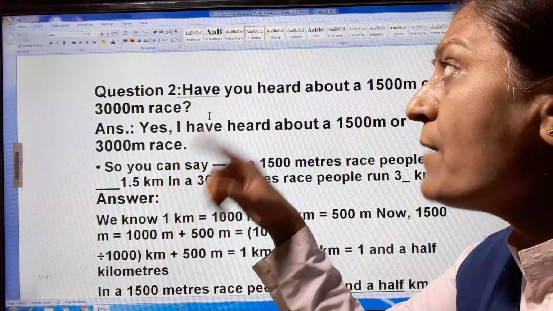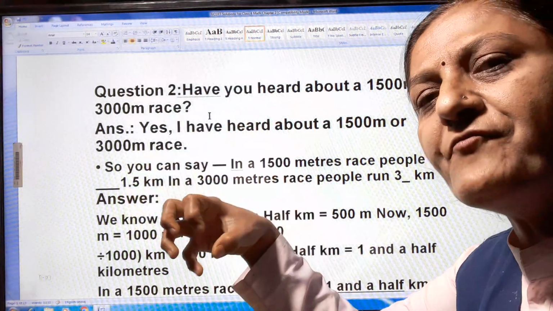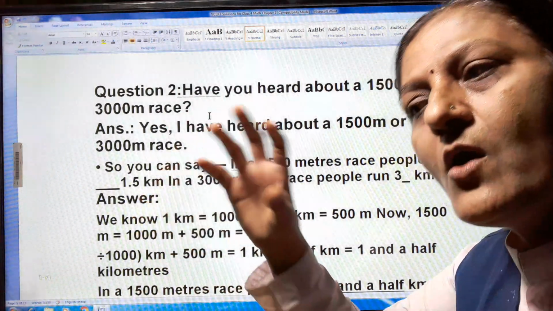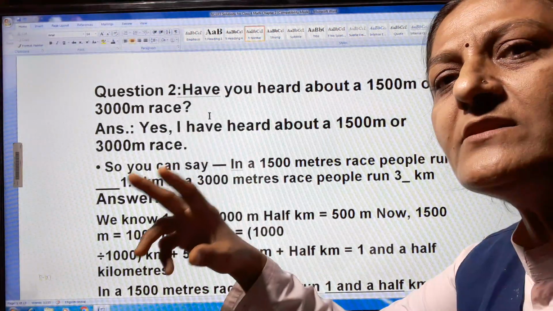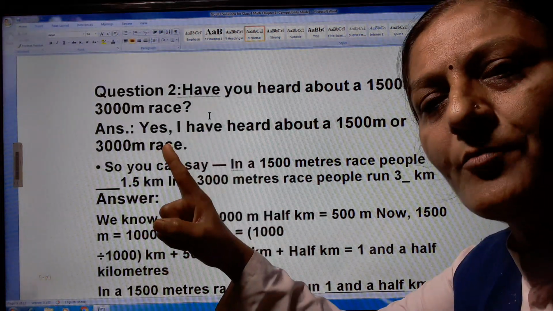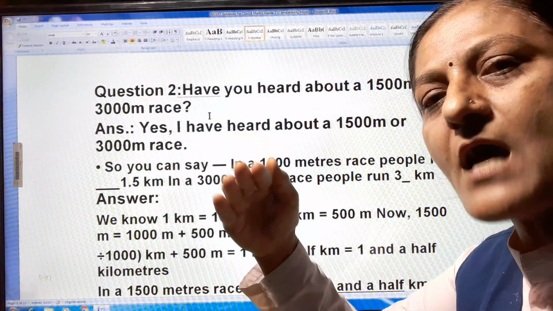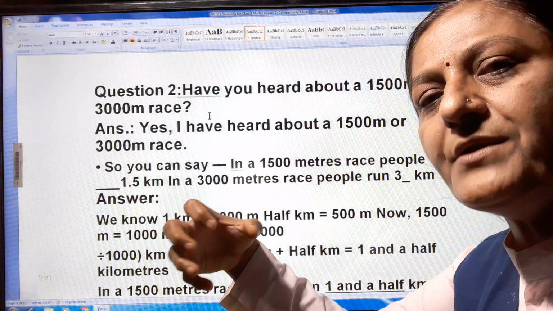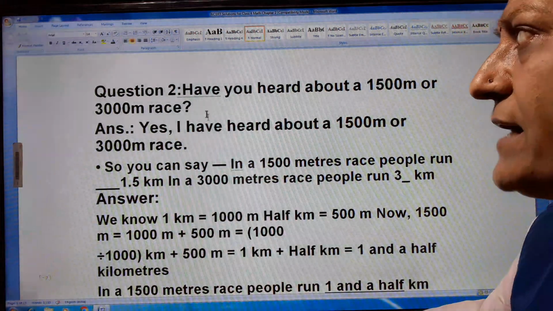But here it is given 1500 meter. 1500 means 1000 plus 500. 1000 meter plus 500 meter. 1000 meter is equal to 1 kilometer, and 500 meter is equal to half. Means of a thousand, half is equal to 500 meter. So 500 meter is equal to half kilometer. So what we have to write in the answer?